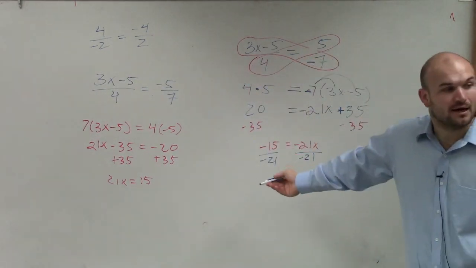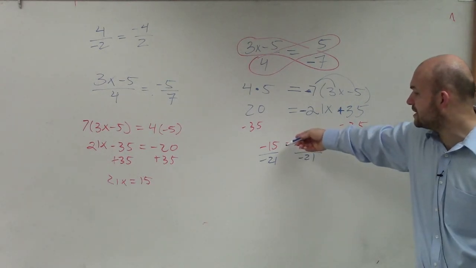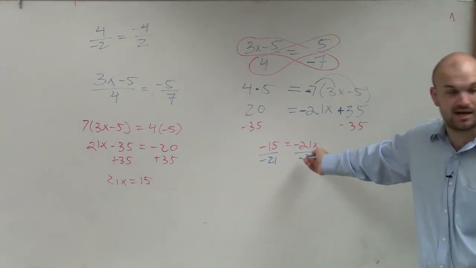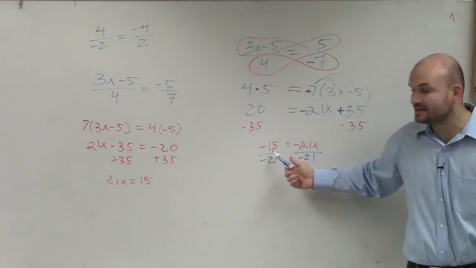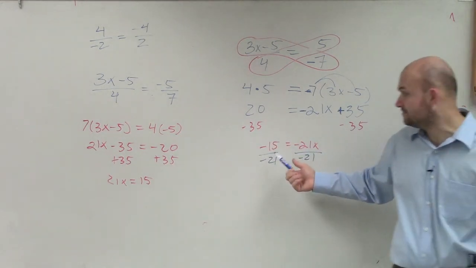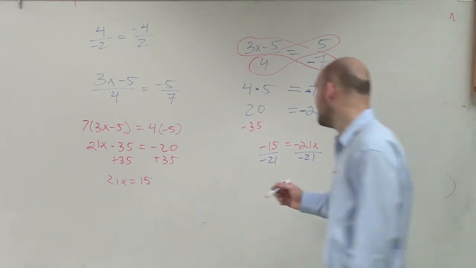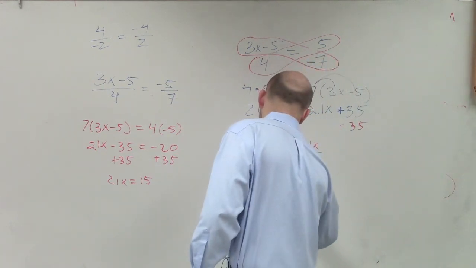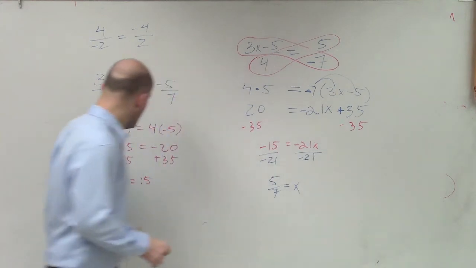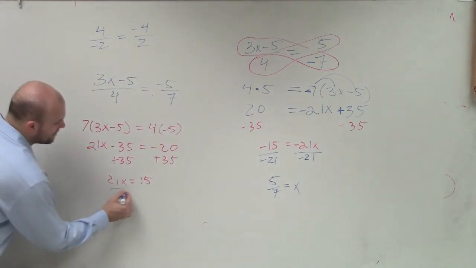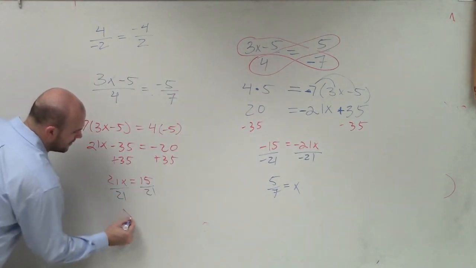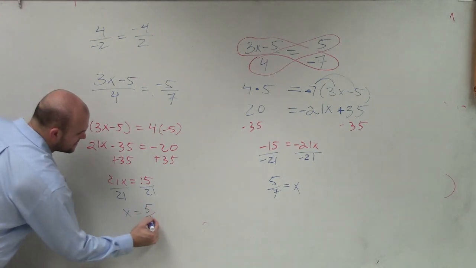Now, I can't divide 15 evenly into 21, but I can reduce that, right? Because I can divide a 3 into both the top and the bottom. And 3 would go into 15 five times. Then I would divide over 21 over here, and x equals 5/7.